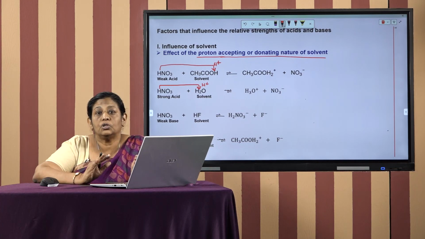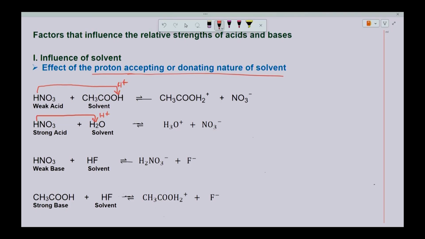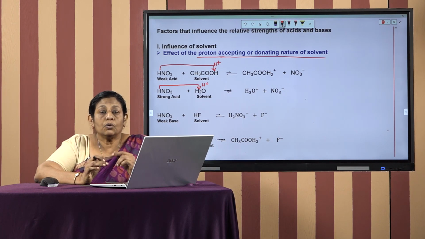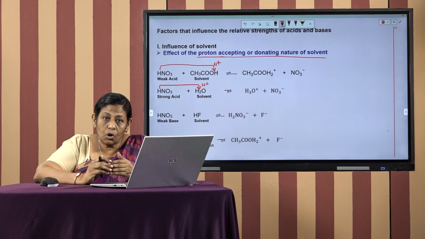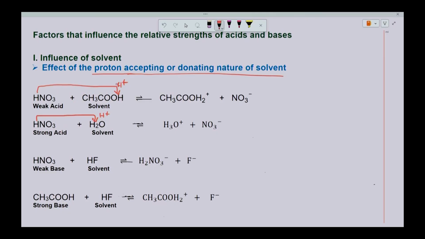So, the extent to which it donates a proton determines whether it is a stronger acid or a weaker acid. You can see that depending upon the solvent, nitric acid behaves differently. Acetic acid was an acidic solvent, so nitric acid acts as a weak acid. When we took water as a neutral solvent, nitric acid acts as a strong acid. So, depending on the proton accepting and donating nature of a solvent, the strength of an acid varies.